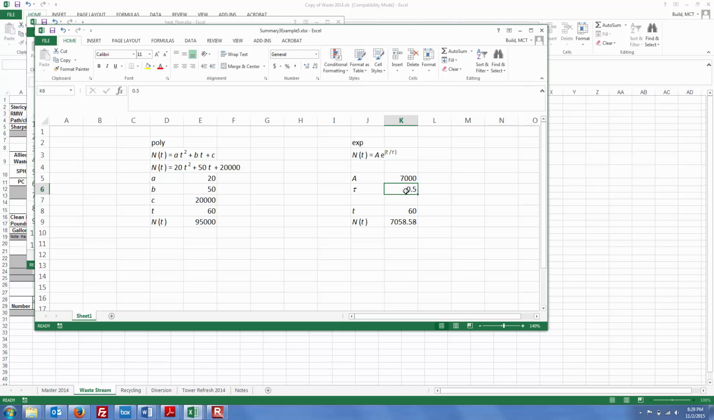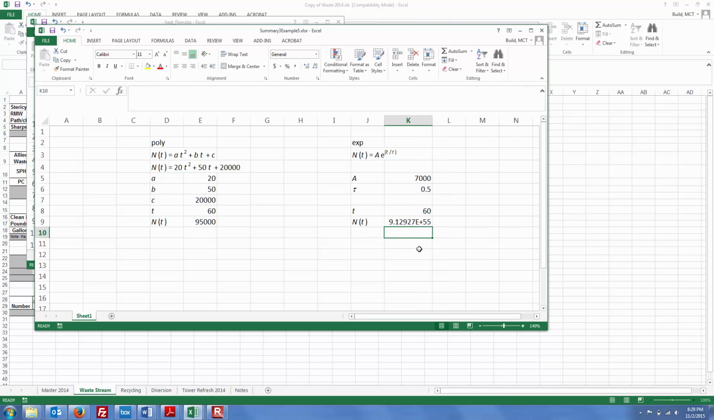Let's see, maybe we've got it reversed here. One second. Oh yeah, let's switch these around. So your time divided by your time constant.